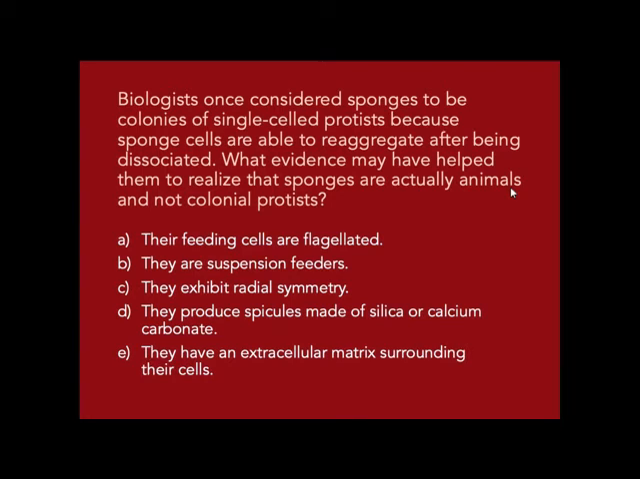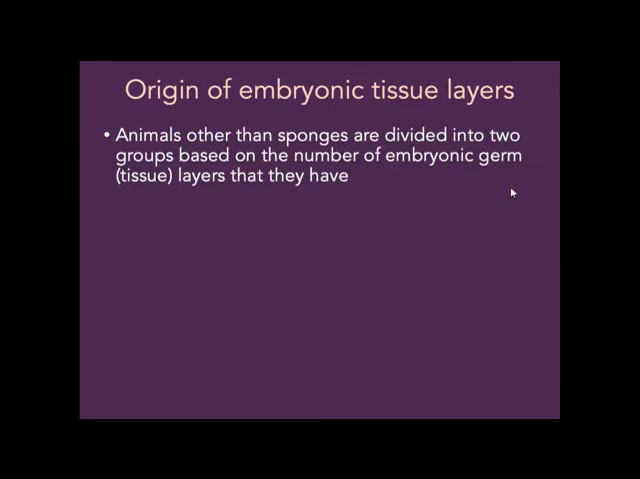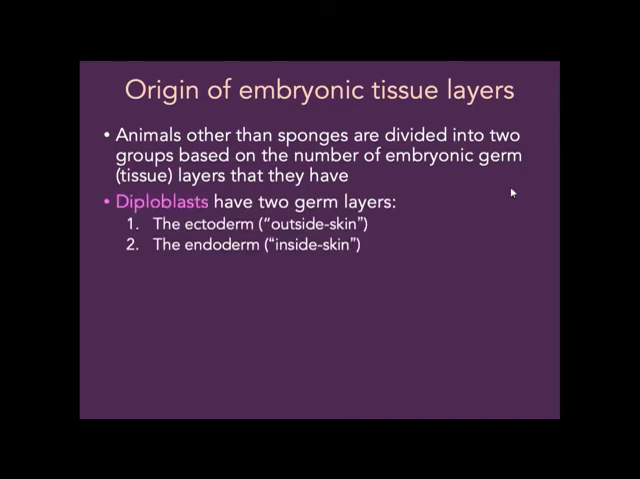Okay, so other than sponges, animals are divided into two groups based on the number of embryonic germ layers that they have. We call them germ layers when they're first developing in the embryo, and then later we call those layers of tissue when they're mature. So they could be diploblasts. What does di mean? It means two. So diploblasts have two germ layers.